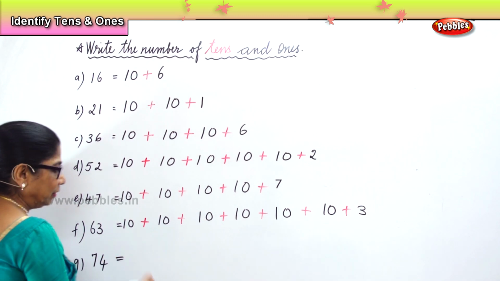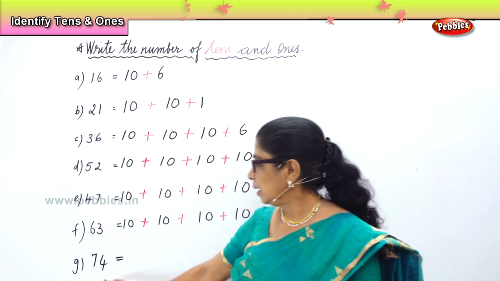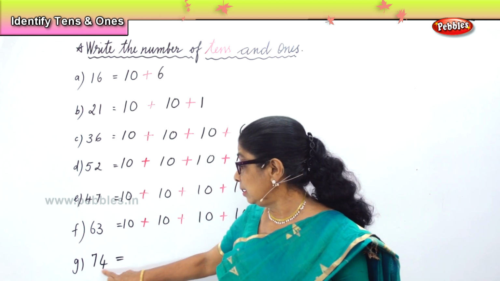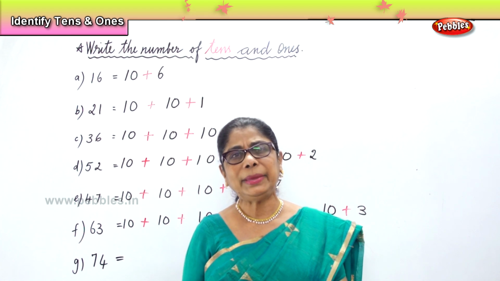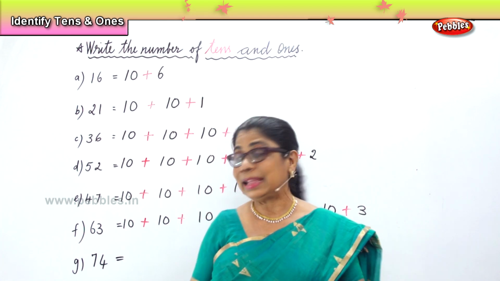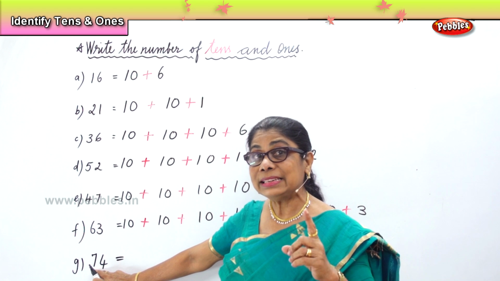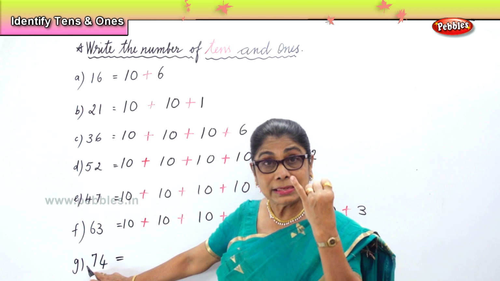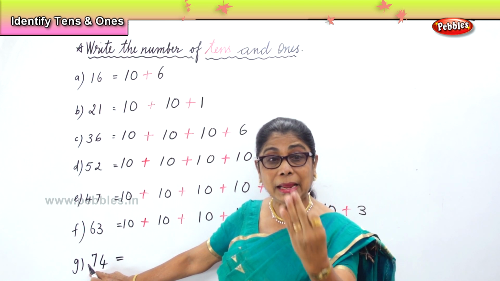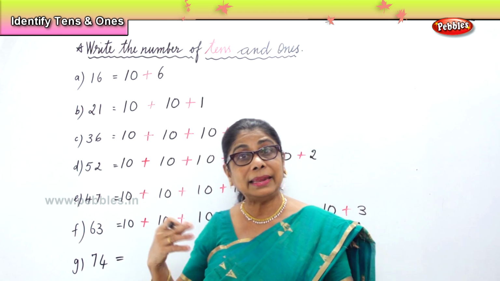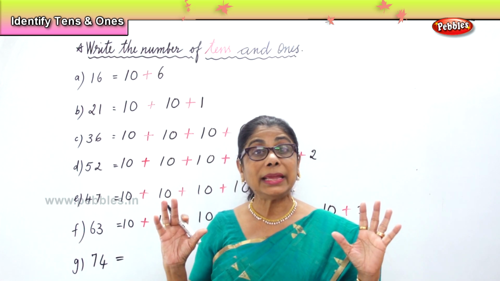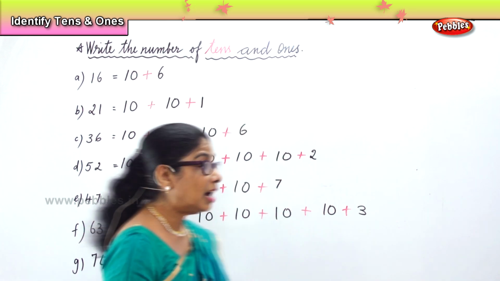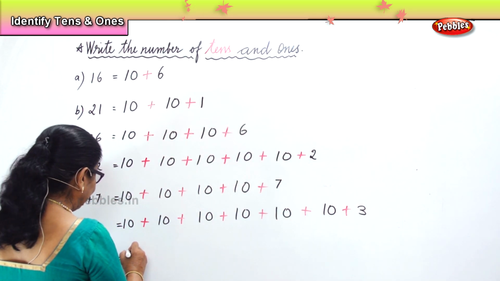Now when you say 74, 7 is in the tens place, 4 is in the ones place. 7 means how many tens? In 7 tens, how many times 10? 7 times. 10 plus 10 plus 10 plus 10 plus 10 and then again 10 plus 10. So in 7 tens there are 7 times 10. So let's write it.